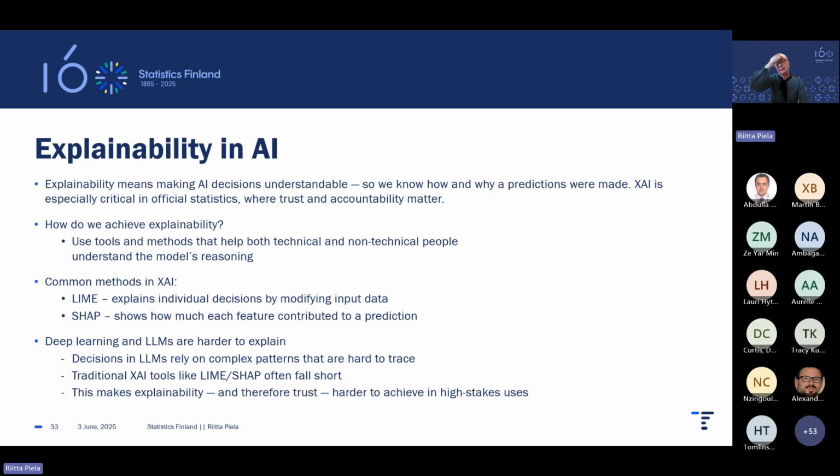And then explainability. How do we achieve it? We have tools and methods that help technical and non-technical people understand the model's reasoning. We have common methods for explainable AI like LIME and SHAP, but deep learning and large language models are much harder to explain. Decisions in large language models rely on such complex patterns that are really hard to trace, and traditional tools like LIME and SHAP often fall short, and that makes explainability, and therefore trust, harder to achieve in high-stakes uses.